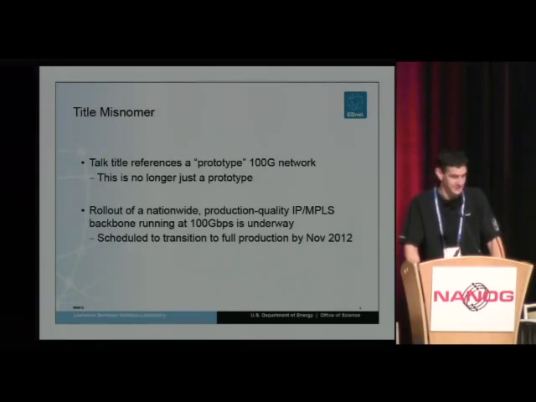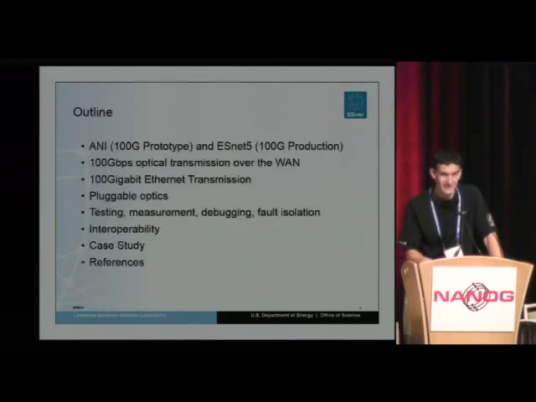So much of this material and our operational experience was built on our initial experiences with deploying this coast-to-coast prototype 100 gig network. But just in a few months, this will all be transitioned to a production quality 100 gig network. So I'm going to talk about a few things that we learned with our initial turn-up, but I just wanted to clear up any confusion about whether or not this is a real network, because it is. This is just a quick outline of the talk. I'm sure you're all capable of reading, so I'm just going to get on with it and start into a quick overview of what we call ANI and ESnet5.